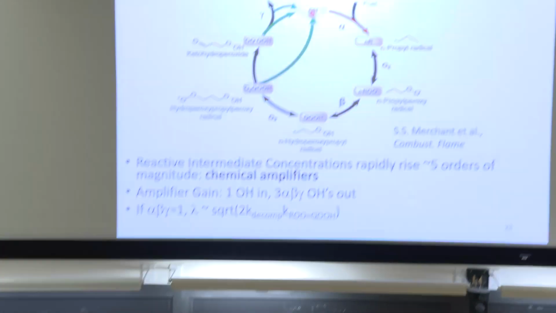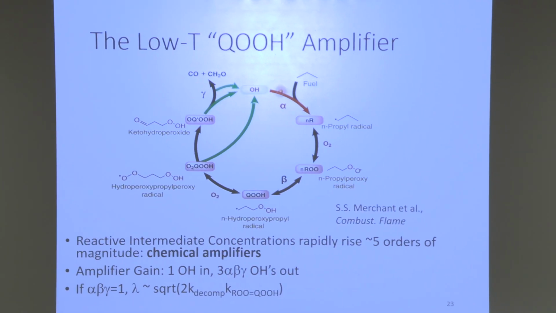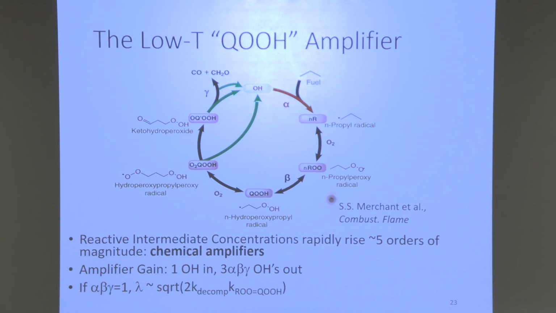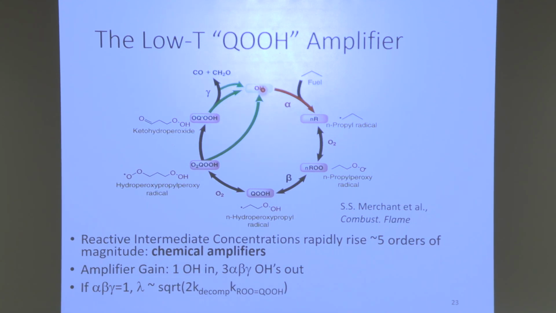And if you look at it as a cycle, the key question is whether you have positive gain or not. So do you get more OHs out than you put in? If you do, then you're having a chemical amplifier. And just like in a microphone amplifier, if you hold it next to a loudspeaker, it screeches because the noise suddenly goes up. It's the same thing happening here: if you're in a situation where you get more OHs out than you started with, then immediately the OHs will zoom up.